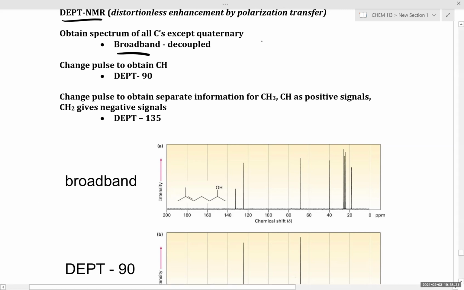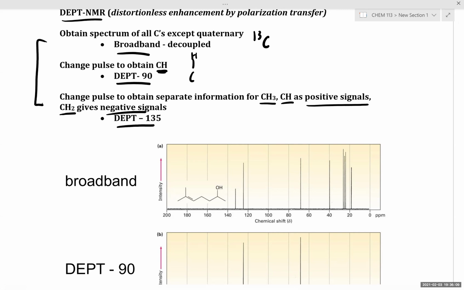A broadband pulse, which is your typical carbon-13 NMR. It detects all of your carbons. The DEPT 90-degree pulse specifically identifies CH groups, or carbons with a single hydrogen attached. The DEPT 135 pulse allows you to detect the CH3 and CH groups as positive signals, and the CH2 groups give negative amplitude signals. So from these 3 different pulses, you can detect your unique carbons based on the number of hydrogens attached.